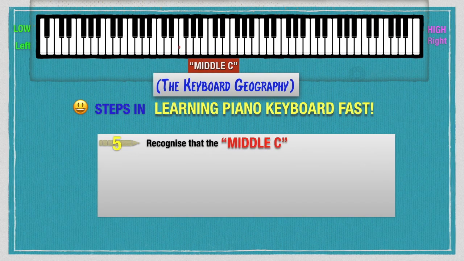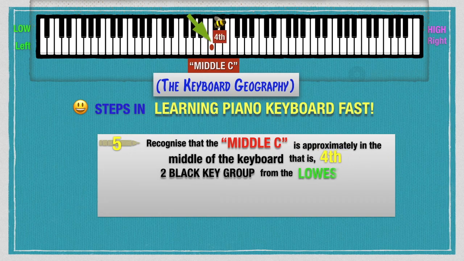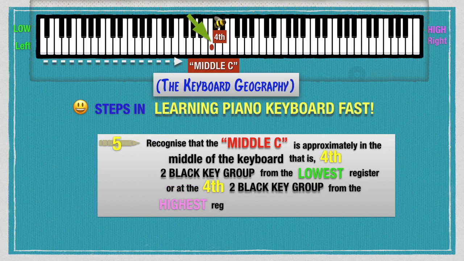Step 5. Recognize that the middle C is approximately in the middle of the keyboard. That is the fourth 2 black key group from the lowest register, or the fourth 2 black key group from the highest register of the keyboard.